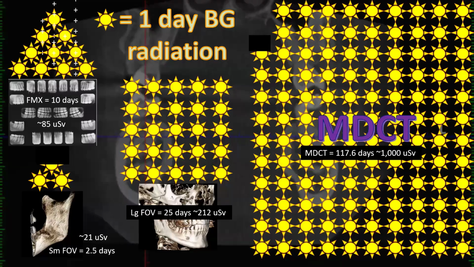Or I made a little infographic here, not sure how helpful it is, but putting everything in comparison of natural background radiation, an FMX is about 10 days. You can do a small field of view for only about 20 microsieverts, so just a couple of days of background radiation. Large field of view with high settings, this is probably the largest we could get with one of our more modern machines, is about 200 microsieverts.